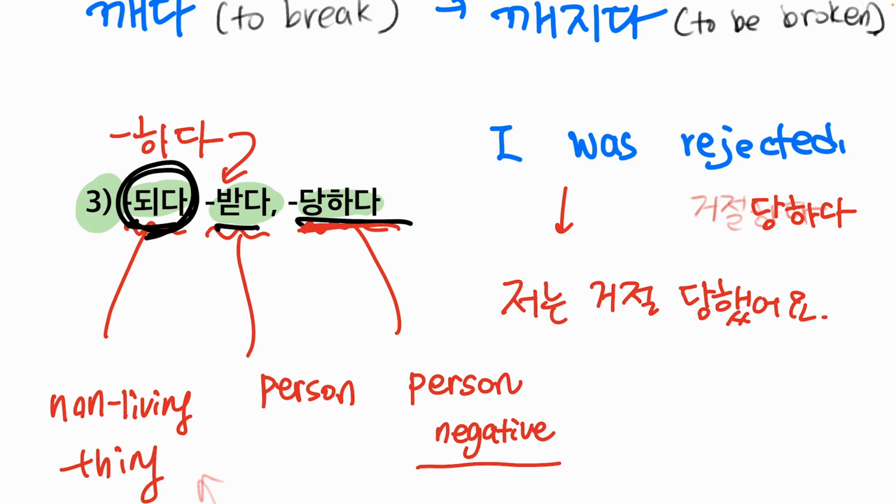And this is my favorite part actually because it's very simple. There's no exceptions. If you just chance upon 하다 ending verbs, then you know that you can either change it to 되다 or 받다 or 당하다 for its passive form. And you can just pay attention to its subject. If it's a non-living thing, you use 되다. If it's a person, you use either 받다 or 당하다. And if it's something negative, you use 당하다. And if it's something positive or relatively neutral, then you can use 받다.